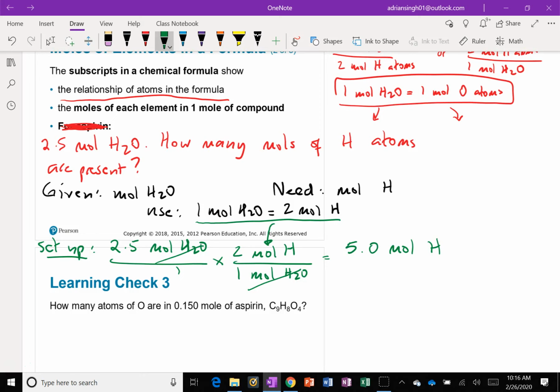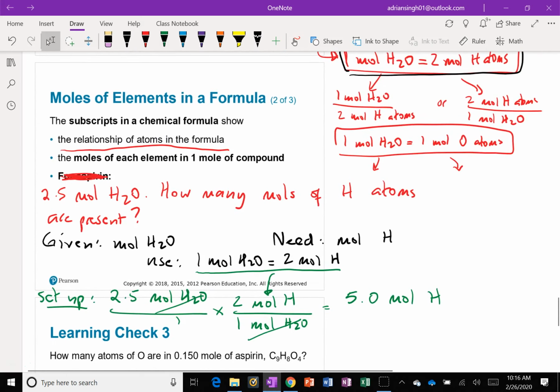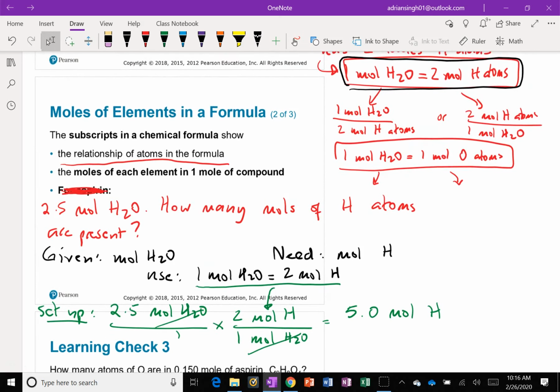All right, so the subscripts in the chemical formula, right? They give you a ratio of the moles of one element to the moles of the compound, right? And whether it's something as simple as water or any sort of fancy chemical formula you can think of, the subscripts always give you that ratio. Or you just look at whatever the subscript is for that particular element.